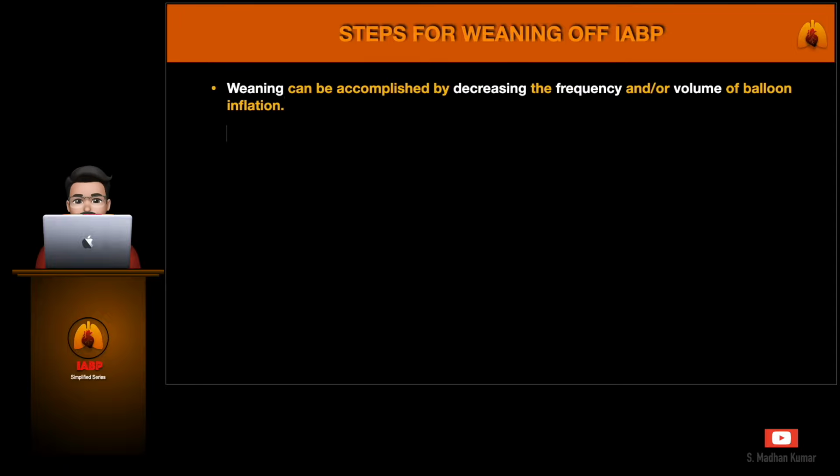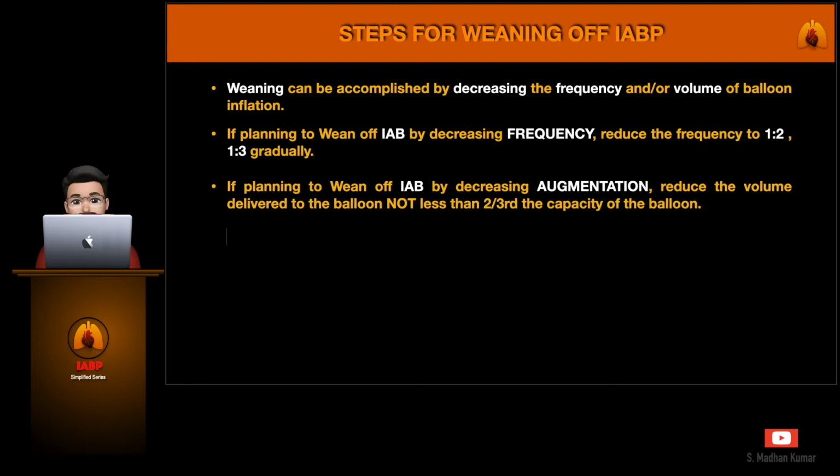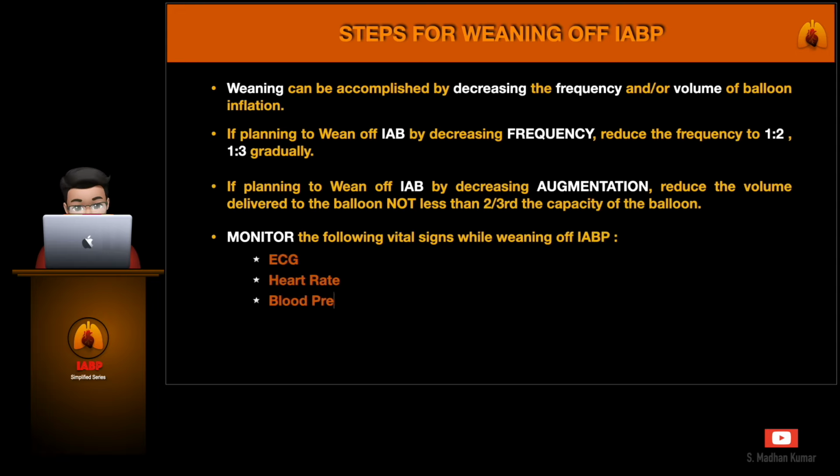Steps for weaning of IABP. Weaning can be accomplished by decreasing the frequency and/or volume of the balloon inflation. If planning to wean off IABP by decreasing the frequency, reduce the frequency gradually from 1:2 ratio to 1:3 ratio. If planning to wean off the intra-aortic balloon by decreasing augmentation, reduce the volume delivered to the balloon to not less than 2/3 of the capacity of the balloon. Monitor the following while weaning off IABP: ECG, heart rate, blood pressure, urine output, cardiac output or cardiac index, mixed venous saturation.